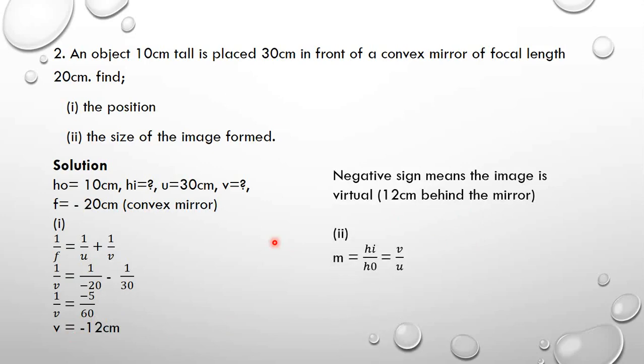The magnification, same formula. That's what we want. And remember we have our H naught, which is 10. HI we don't know. V is 12, and then U is 30. We shall not consider the negative here because we just want the magnitude of the height. So the negative is not important. So we shall have that as 12 divided by 30, equal to HI divided by 10. Make HI the subject, and we shall have 4 centimeters.